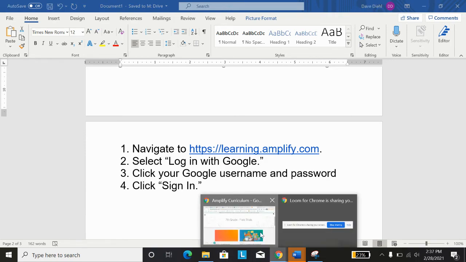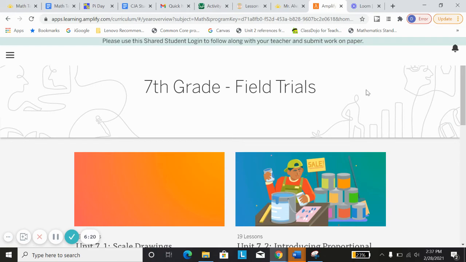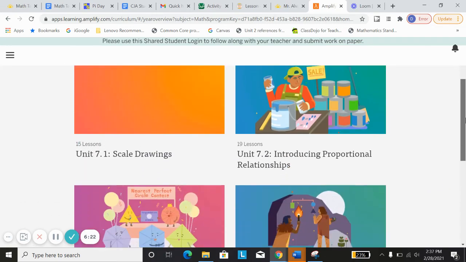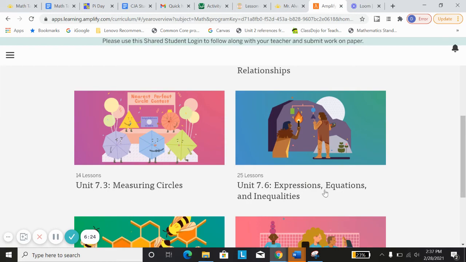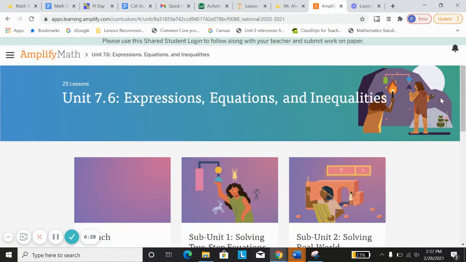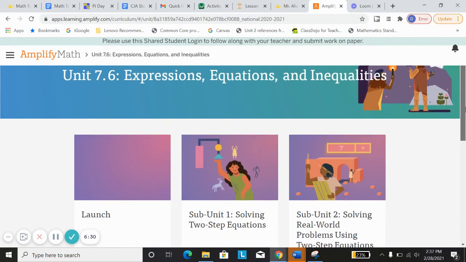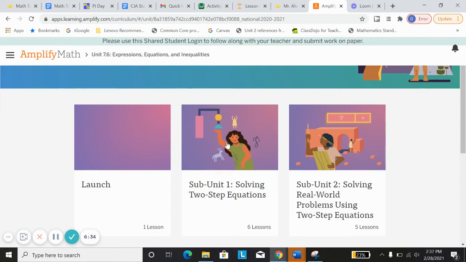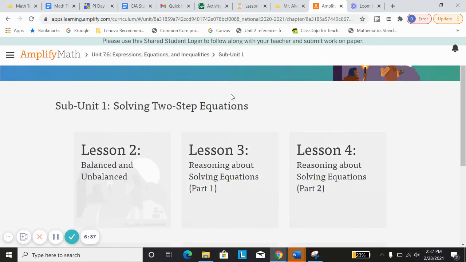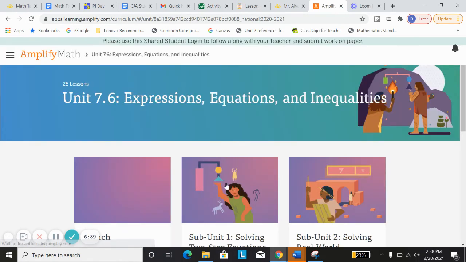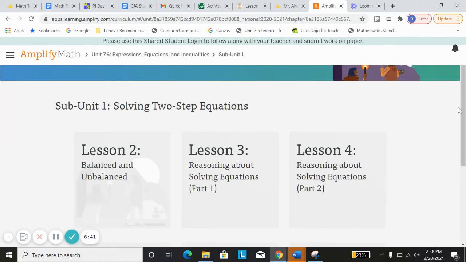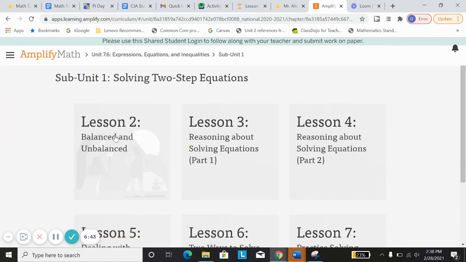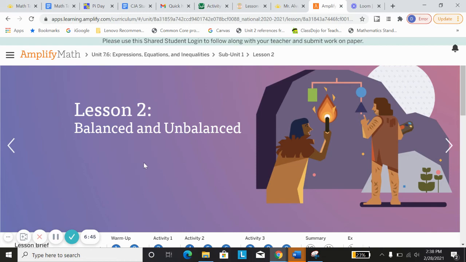When you do that, you are going to see something that looks like this, 7th grade field trials. I want you to scroll down until you see expressions, equations, and inequalities, this little caveman picture. And then if you click on that, you'll see Unit 7.6, expressions, equations, and inequalities. I want you to click on Subunit 1. Again, that's Subunit 1, the little person holding up these shapes. And we're going to go to Lesson 2, Balanced and Unbalanced.